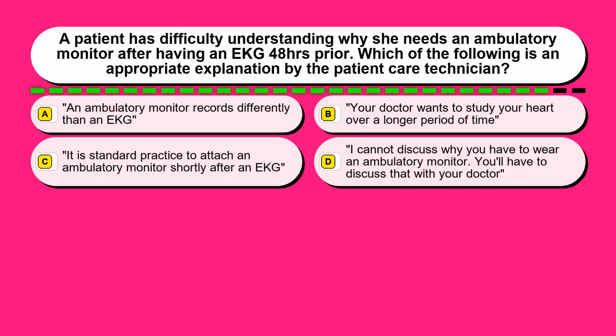Question 35. A patient has difficulty understanding why she needs an ambulatory monitor after having an EKG 48 hours prior. Which of the following is an appropriate explanation by the patient care technician? Option A, an ambulatory monitor records differently than an EKG. Option B, your doctor wants to study your heart over a longer period of time. Option C, it is standard practice to attach an ambulatory monitor shortly after an EKG. Option D, I cannot discuss why you have to wear an ambulatory monitor. You'll have to discuss that with your doctor.